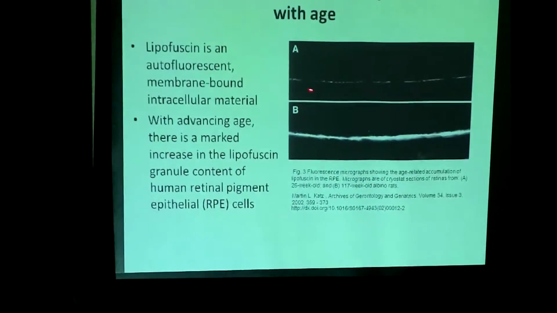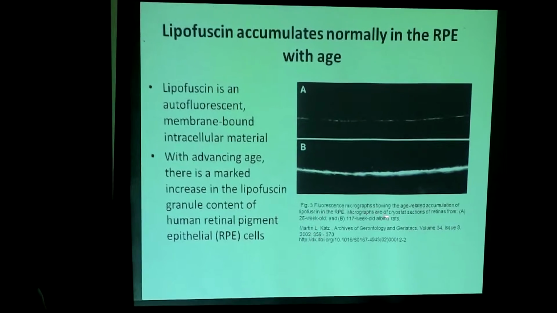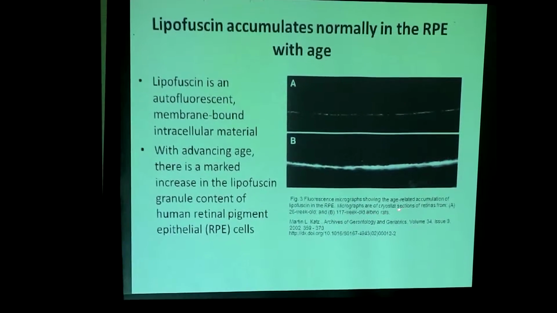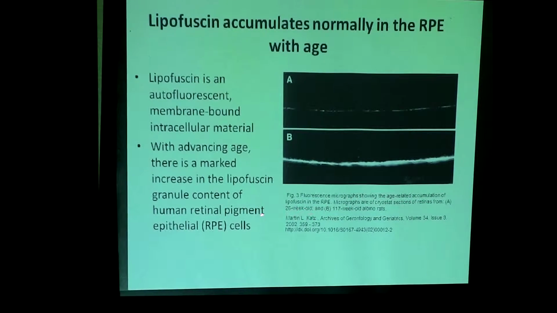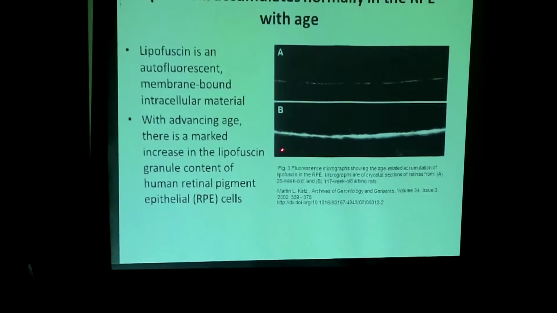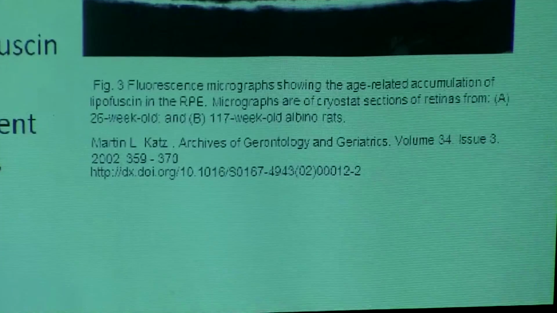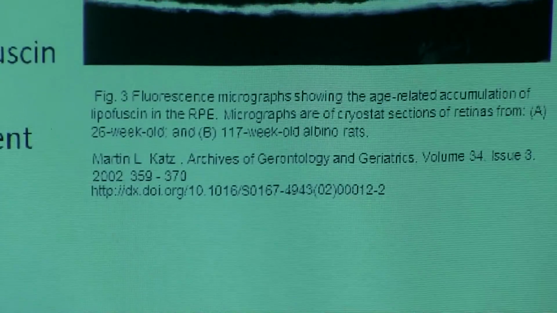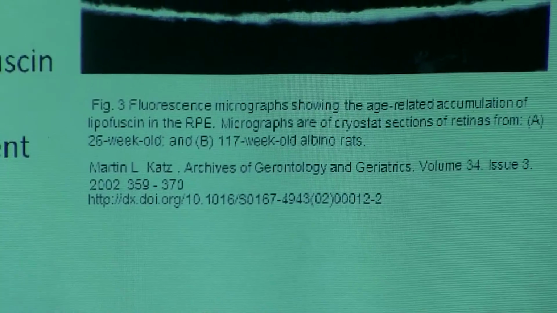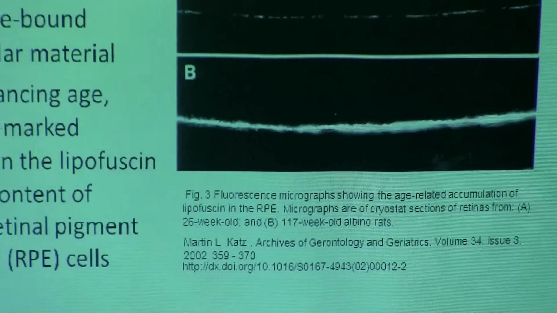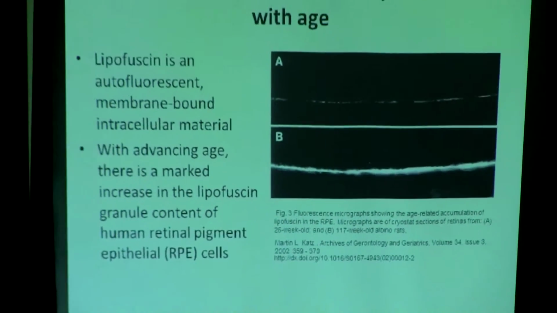So if you look here on panel A, it's a little bit of autofluorescent material in micrographs of a section of retina from a 26-week-old rat, and on B is a 117-week-old albino rat. So we have this accumulation of lipofuscin normally with advanced age in rats and in humans.